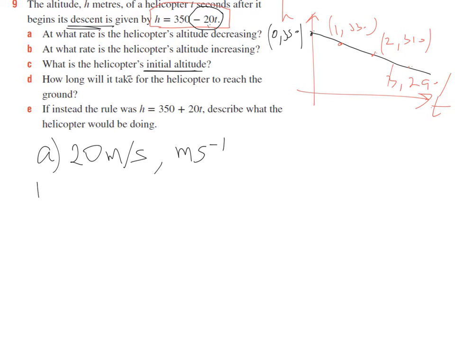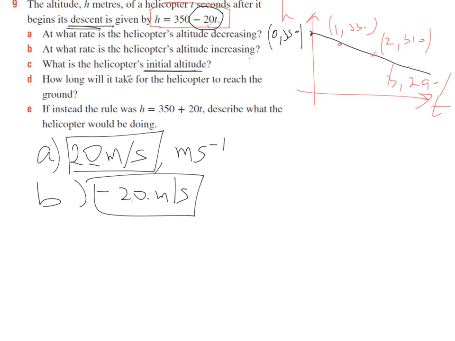B, at what rate is the helicopter's altitude increasing? So that is negative 20 meters per second. So it's definitely decreasing, so it's decreasing at a rate of 20 meters per second, but its altitude is increasing at a rate of negative 20. So it's just the opposite. So they're just trying to be a bit funny, I think. Okay, question C, we've already got that. That's at 350 meters.